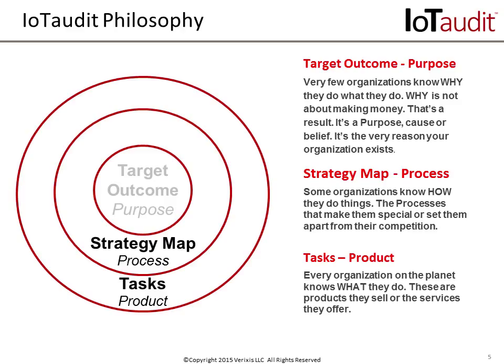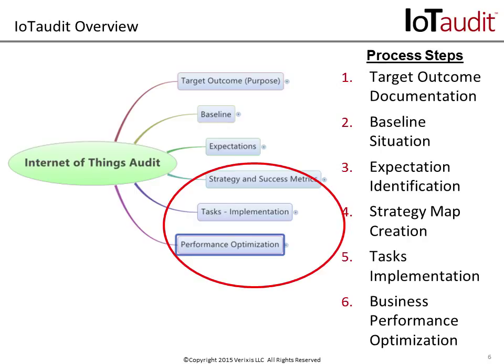deployment. So in the context of the IoT audit philosophy, in the previous module we really got our arms around our purpose. Now we're going to basically look at our process, which is our strategy map, and our tasks, which is essentially the products. So again, we're going to look now at the how we're going to do an IoT deployment, and then the what, all the things that need to be done to realize a successful implementation. And finally, looking at this particular process flow, we're going to focus on the last 3 legs here: strategy map, tasks, and performance optimization.